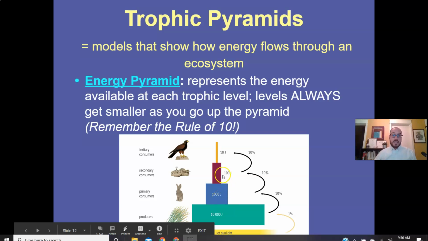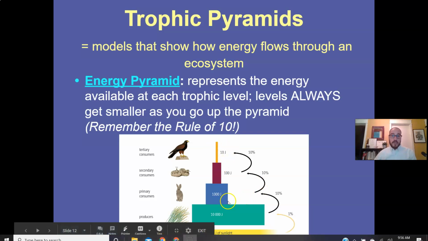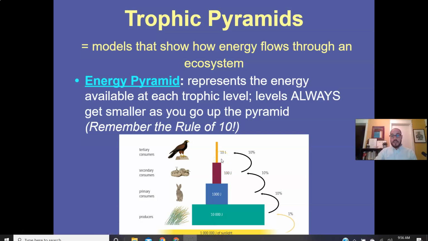By the time we get to our secondary consumers, there's only 100 joules left. By the time we get up here to this hawk, there's only 10 joules left. Okay, so there's a 90% reduction, or there's only 10% left as you go up each one of these trophic levels. Make sure you understand that, okay?